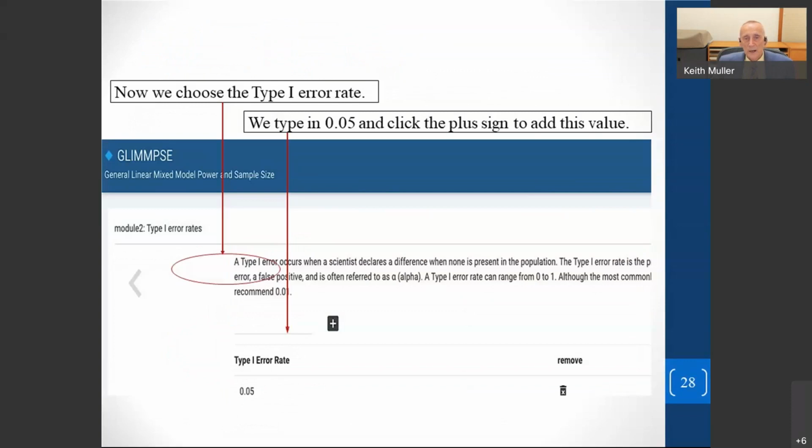Type 1 error rate. It's very common to use 0.05. I believe that that's actually quite liberal and would typically use much smaller than that, but we're going to use 0.05 because of its commonality.